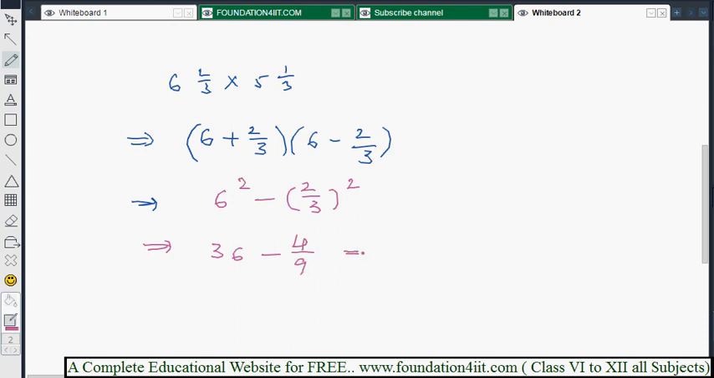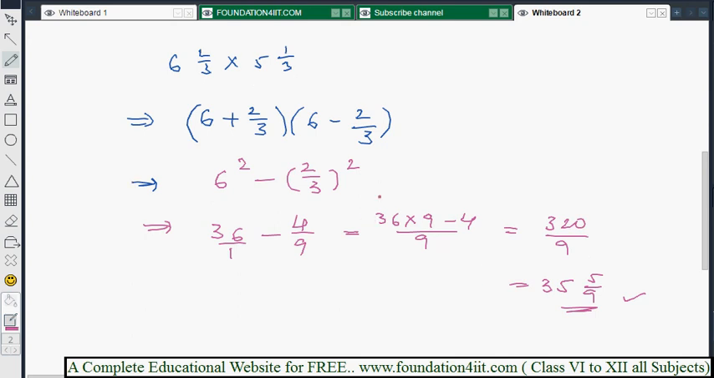Now if you simplify, 6² is 36 and (2/3)² is 4/9. Solve this: 9 is the LCM, so 36 into 9 minus 4. 36 multiplied by 9 is 324, minus 4, that is 320 by 9. If you convert it into a mixed fraction, that is 35 5/9. We convert into a mixed fraction because the question was given in mixed fractions. This way we can simplify easily. And if it is not possible to do directly, we can convert mixed fractions into improper fractions.